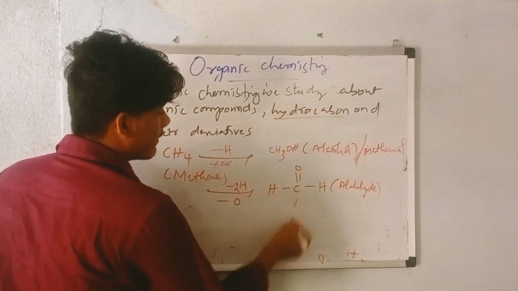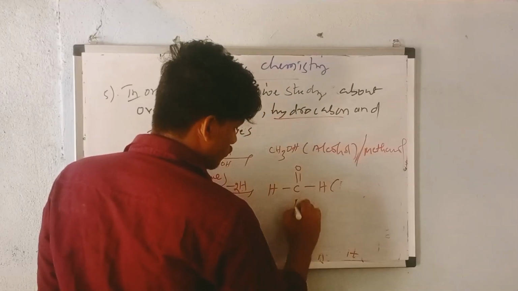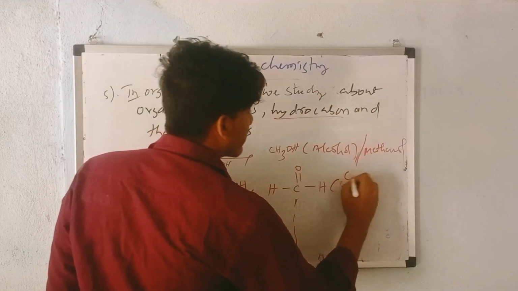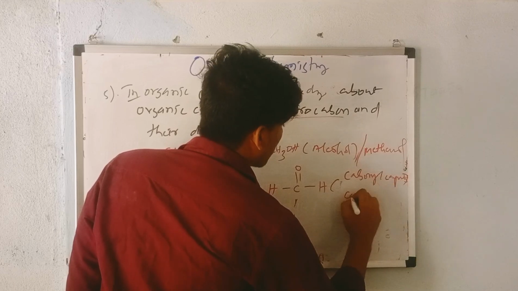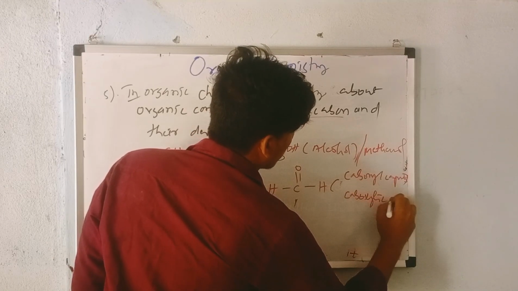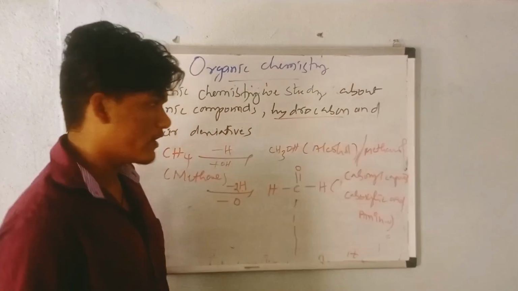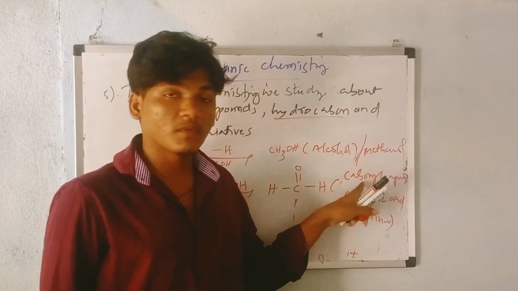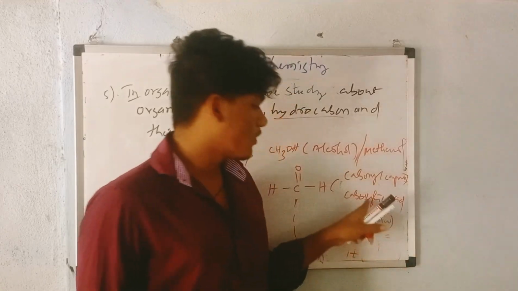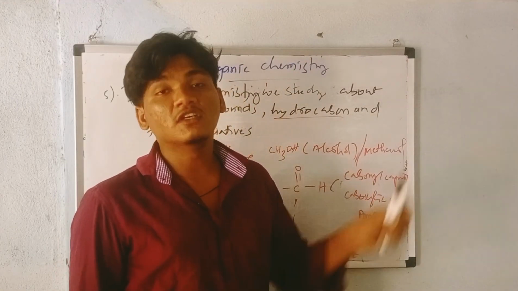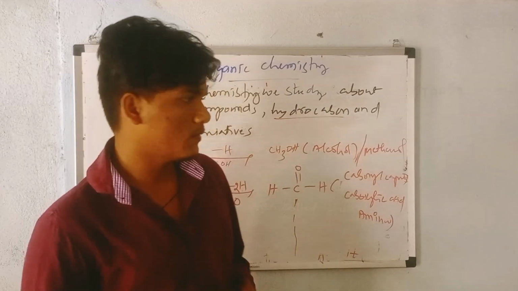Like this, we can get alcohols, we can get carbonyl compounds, we can get carboxylic acids, we can get amines. You just remember the derivatives majorly are the alcohols and carbonyl compounds. In carbonyl compounds we have aldehydes and ketones, and we have carboxylic acids and we have amines. These are the major derivatives of the organic compounds, which means hydrocarbons. I hope you got a clear point.